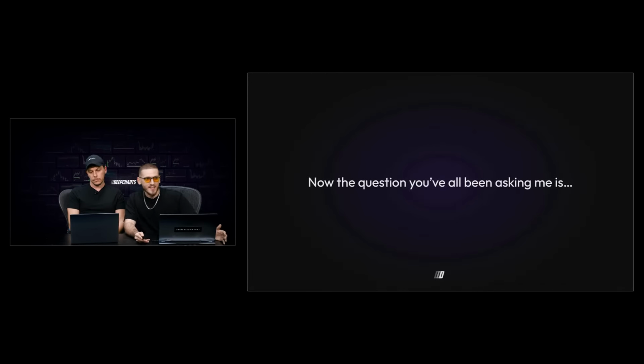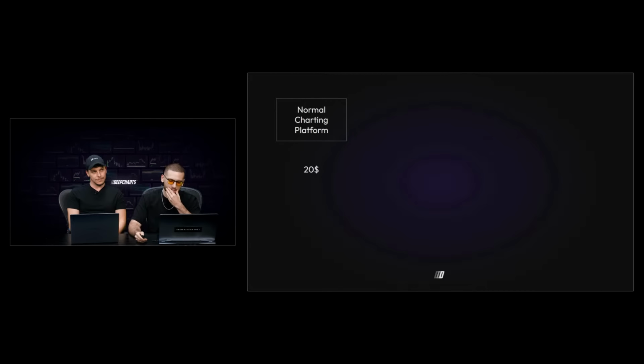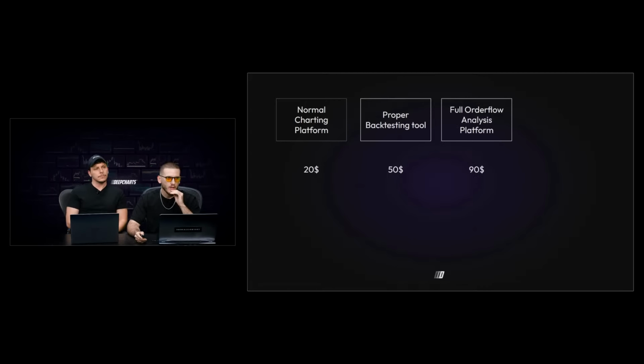Now, the question you've all been asking in the chat is, how shall we price it? Well, let's do some boys' math here. A normal charting platform is around $20 a month. A proper backtesting tool is around $50 a month by itself. A full order flow analysis platform typically is around $90 a month with all of the different tools. It can be even less, sometimes 50, but you don't have everything.